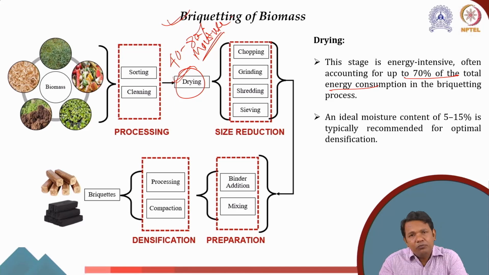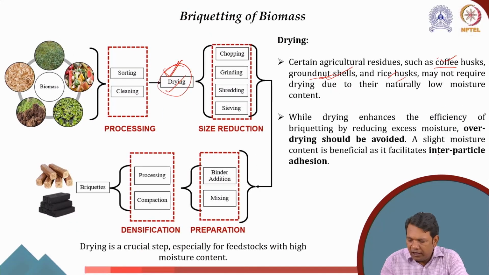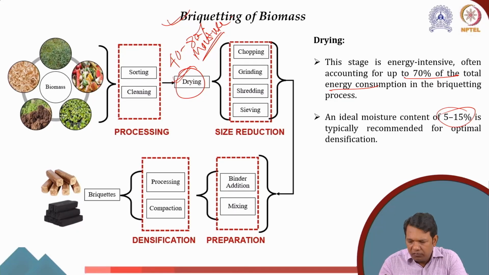Now usually the ideal moisture content in the biomass should be between 5 to 15% for optimum densification. Now as I said, we cannot remove the whole 80% of the moisture. It is required, if you look here, for interparticle adhesion. So usually how much moisture should be there? It depends again on the type of biomass, but if I take a range, typically it is between 5 to 15%. In some cases it would be 5%, in some cases the requirement would be 15%.